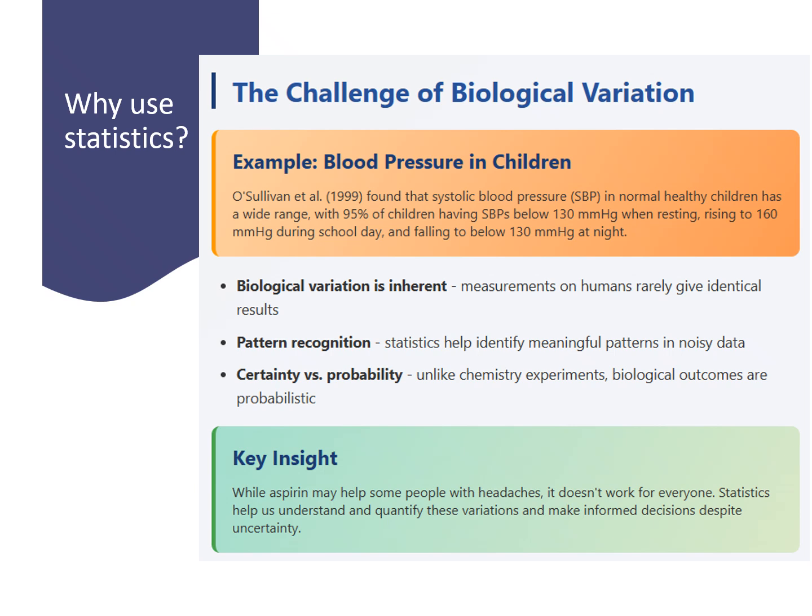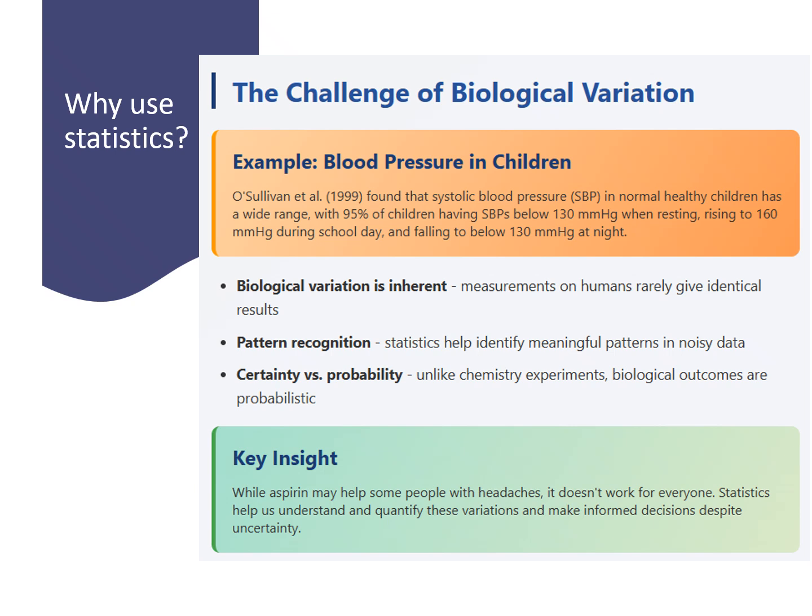So look at this study about blood pressure in children by O'Sullivan and colleagues. They found that normal healthy children had systolic blood pressure below 130 milligrams Hg when resting. But during the school day, it rose to 160 milligrams Hg. And at night, it dropped back down below 130 milligrams Hg. This is the same child on the same day with the blood pressure varying by 30 milligrams.